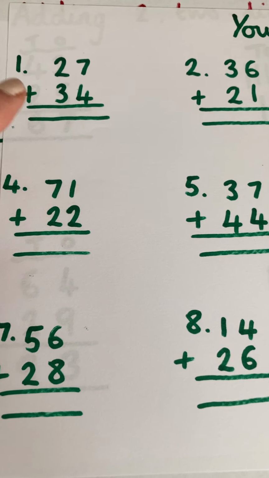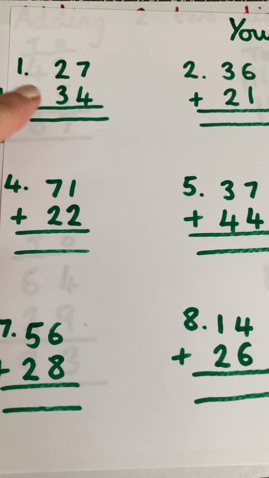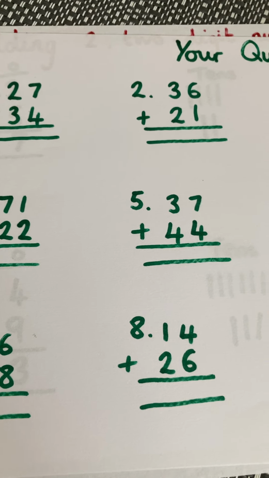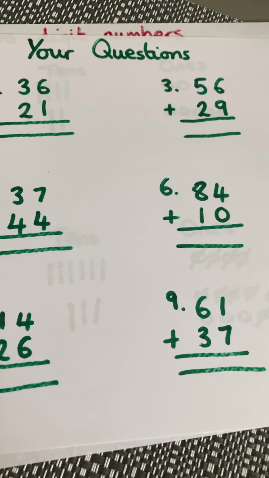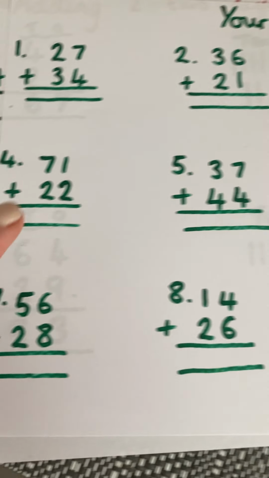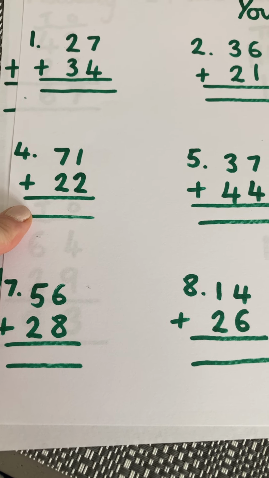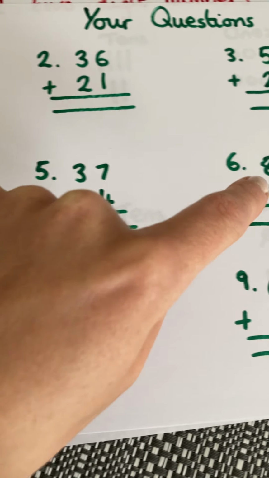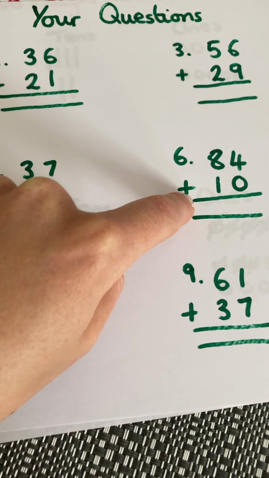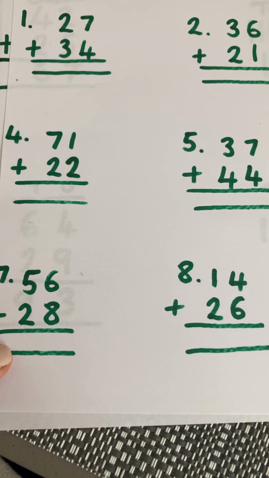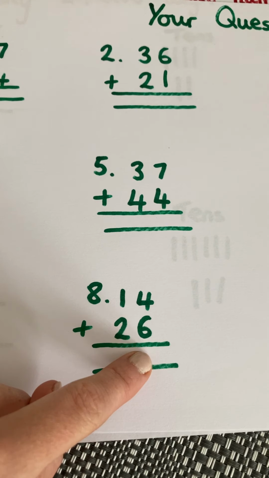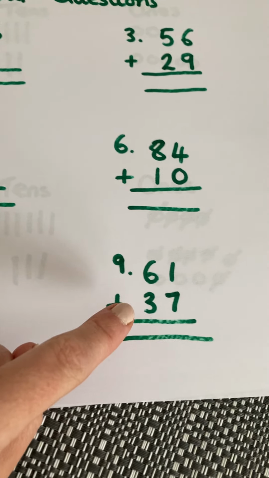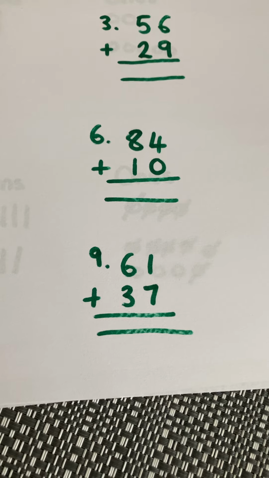So you have got 27 add 34, 36 add 21, 56 add 29, 71 add 22, 37 add 44, 84 add 10, 56 add 28, 14 add 26, and 61 add 37.